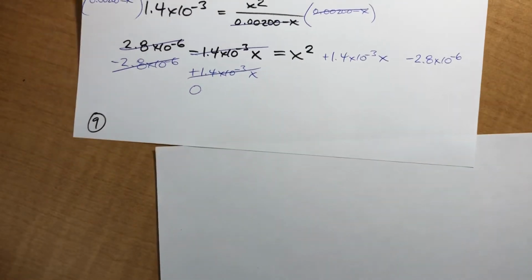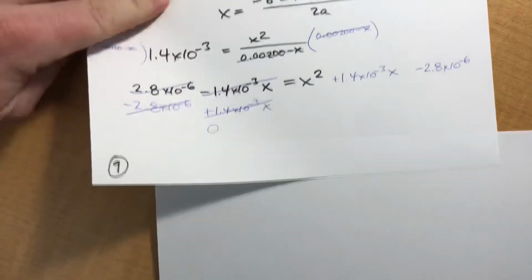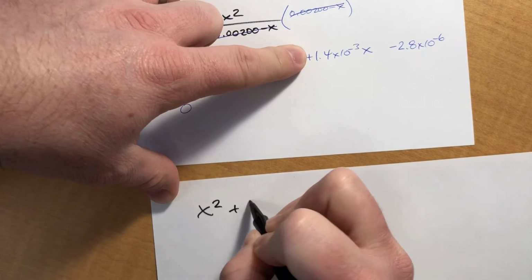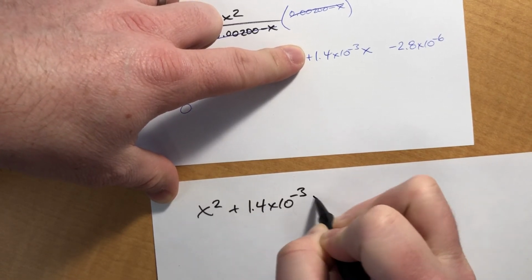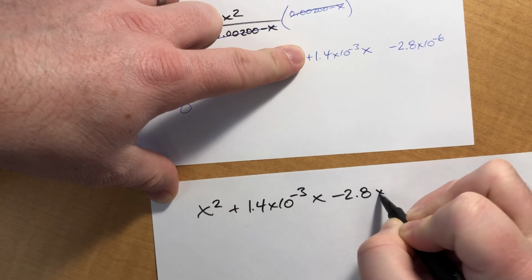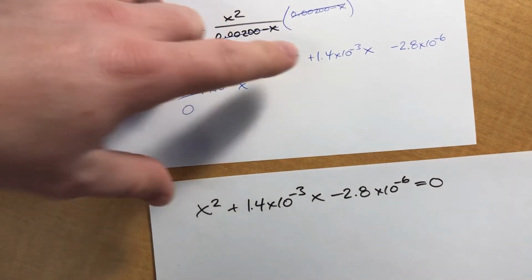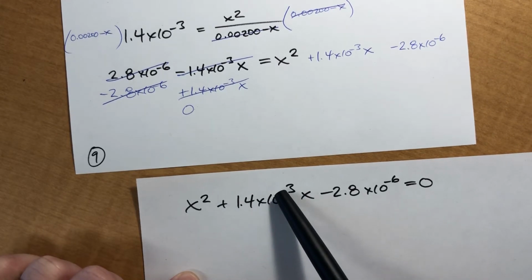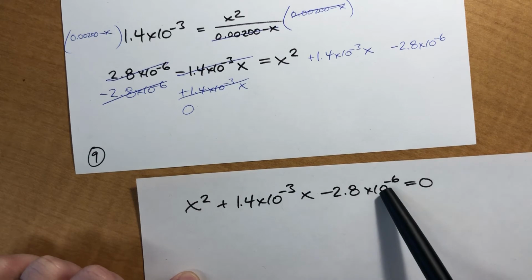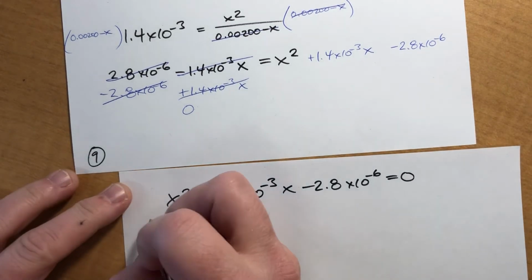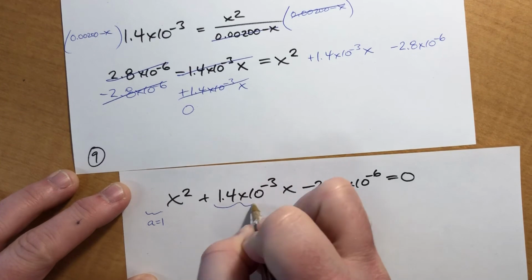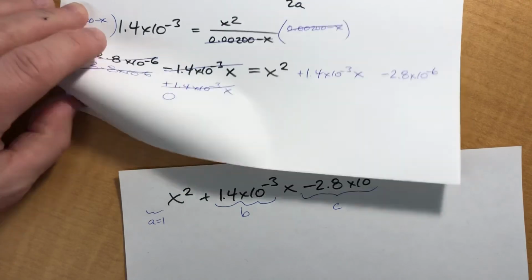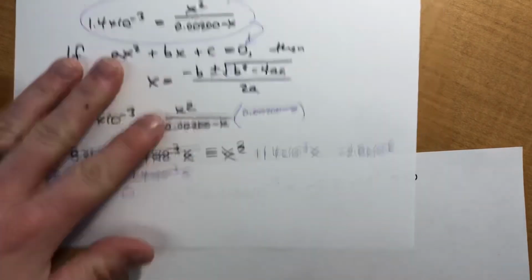So if I rewrite this so that it is in this form, we essentially have x squared plus 1.4 times 10 to the negative third x minus 2.8 times 10 to the negative sixth equals 0. So A would be 1, B would be positive 1.4 times 10 to the negative third, and C would be negative 2.8 times 10 to the negative sixth. Okay, I'll label that. A equals 1, that's B, and the negative part is included, but that's C. And then what we do is we plug it into this equation.